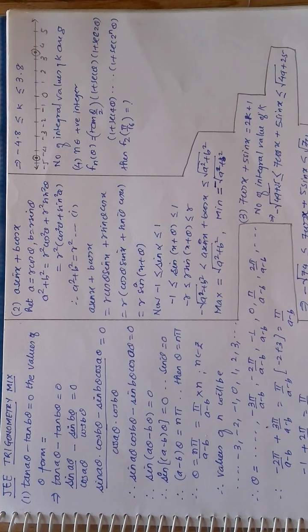f_n of theta is defined as tan of theta by 2, into 1 plus sec theta, into 1 plus sec 2 theta, into 1 plus sec 4 theta, that means into 1 plus sec 8 theta, into 1 plus sec 16 theta, up to 1 plus sec 2 raised to n theta. Okay.